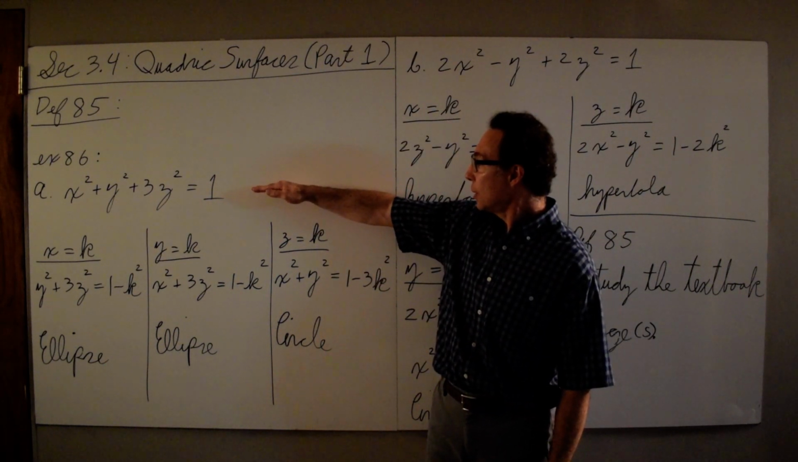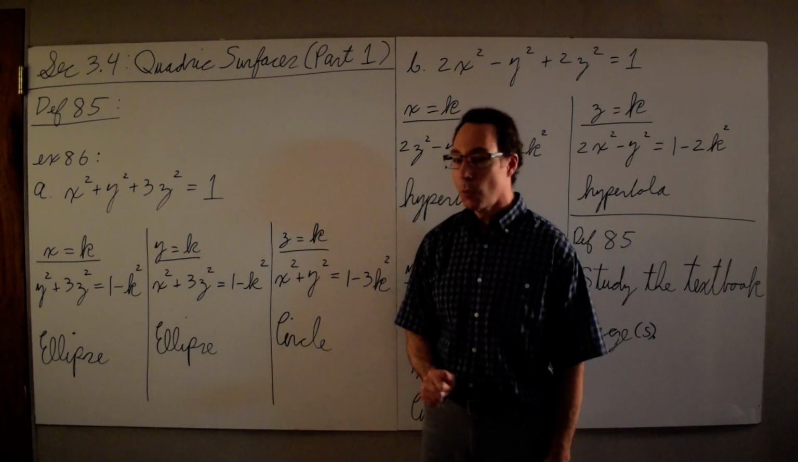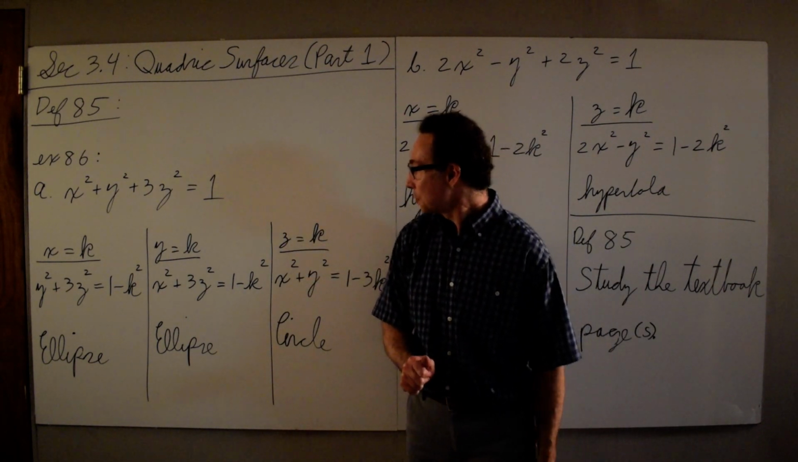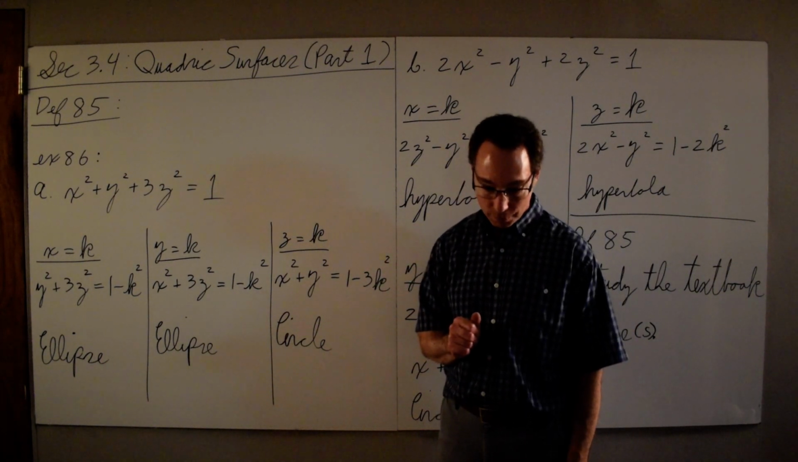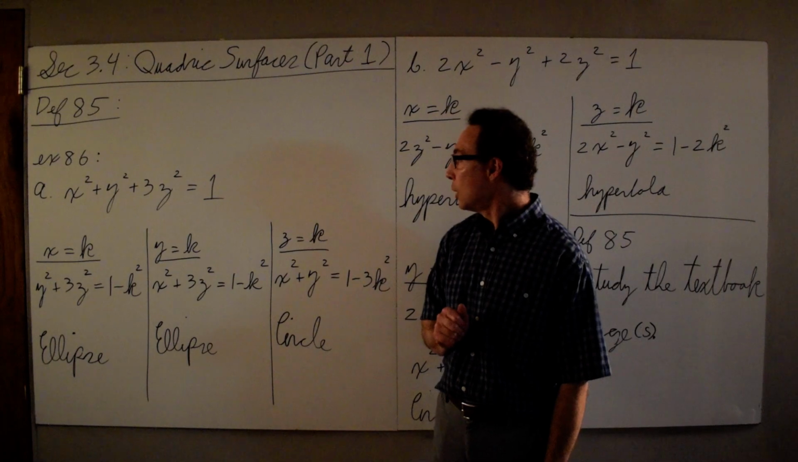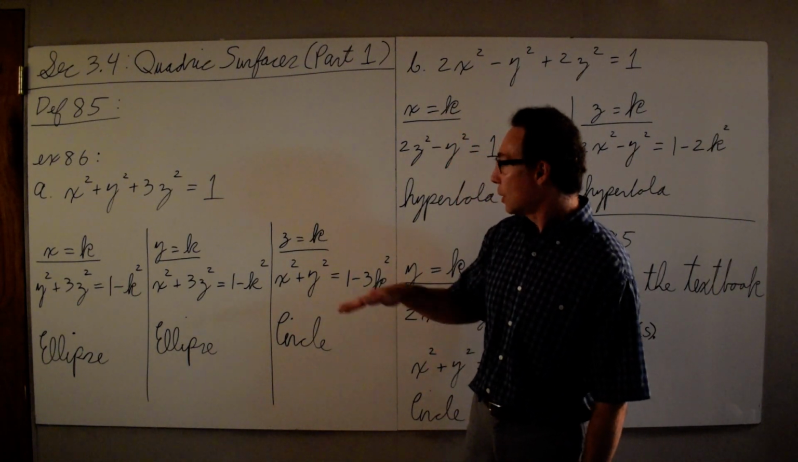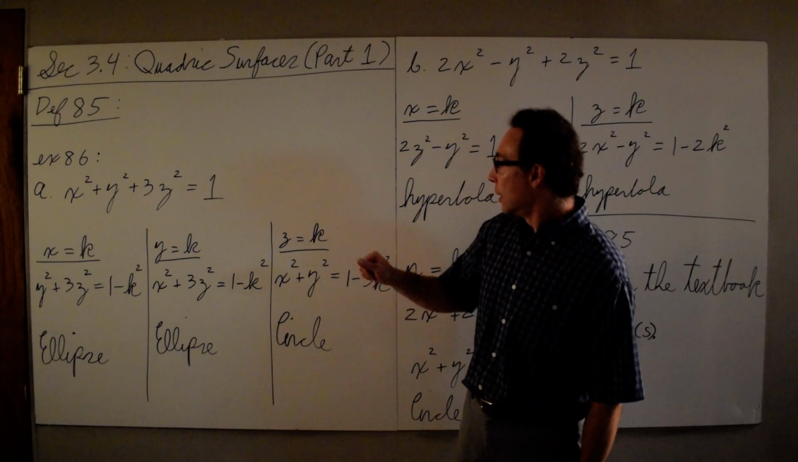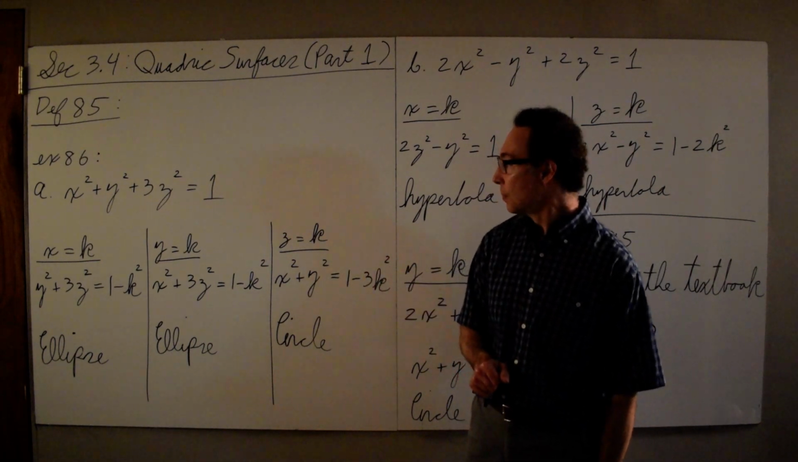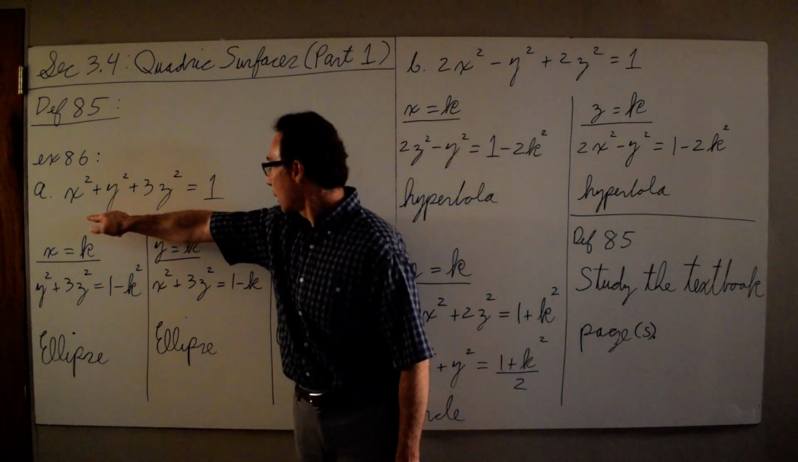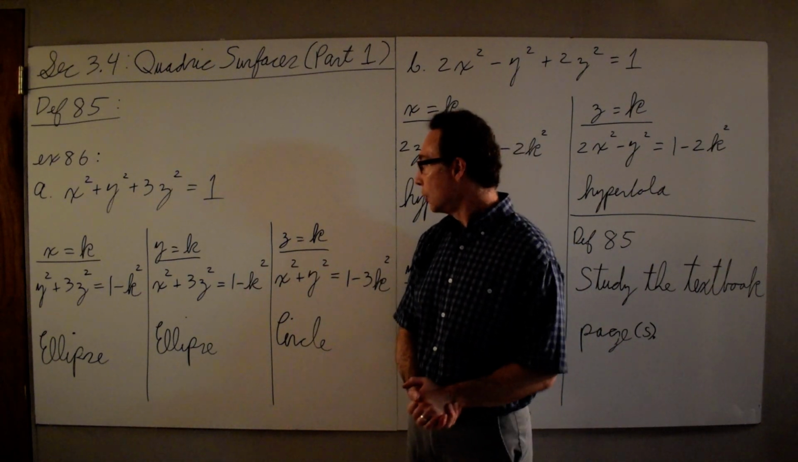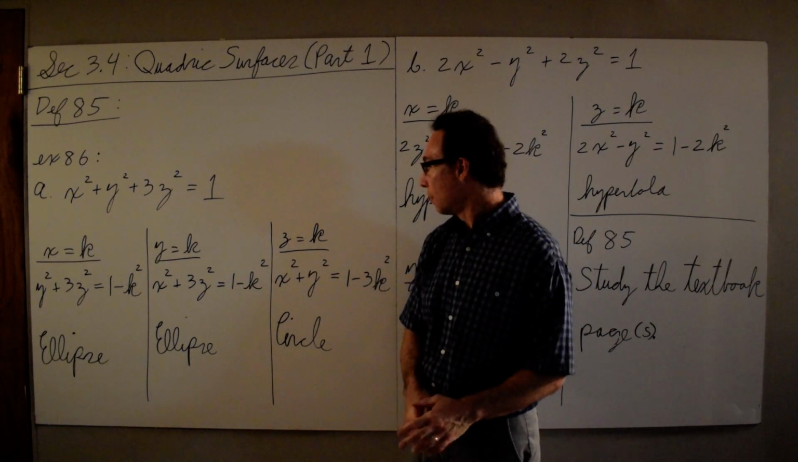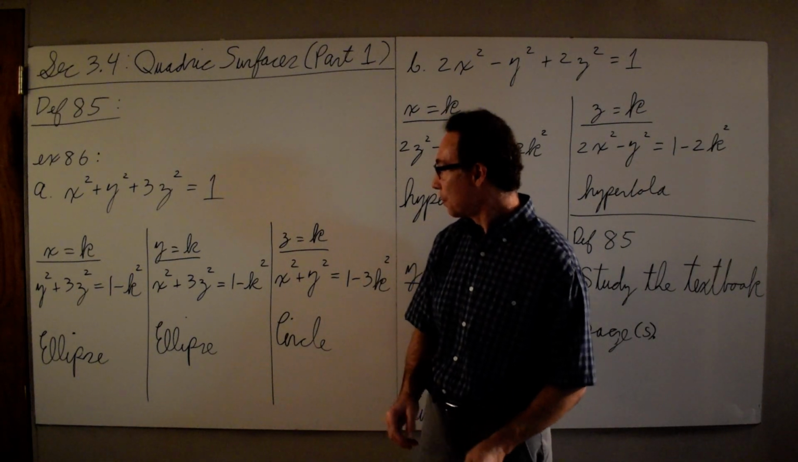So we're going to take these objects and rewrite these, making one of the variables a constant. When we do that, we're going to see what this looks like in each of these planes. So for example, we start with x squared plus y squared plus 3z squared equal to 1, which is an ellipsoid, but we'll get to that a little bit later.